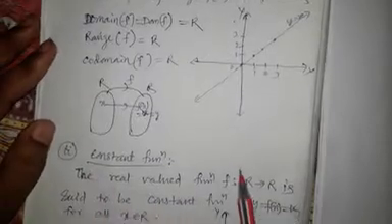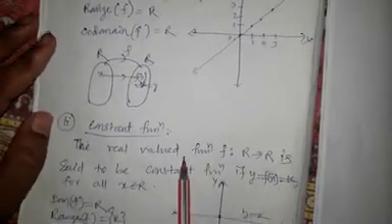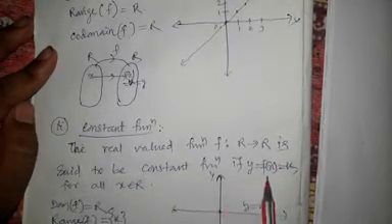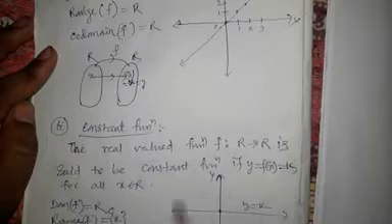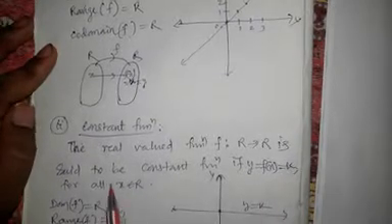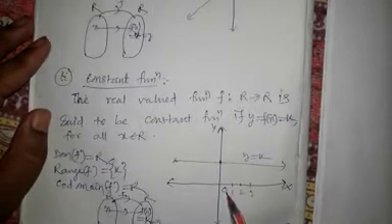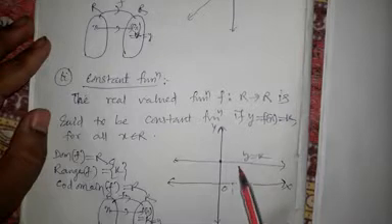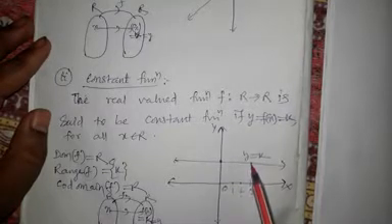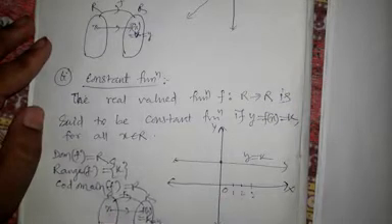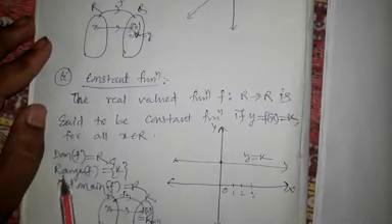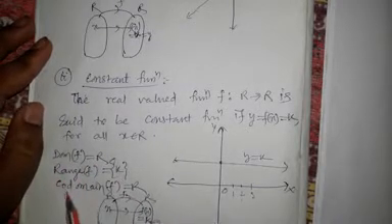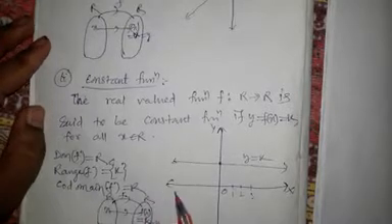Now comes constant function. The real valued function f such that R to R is said to be constant function if y is equal to f of x is equal to k for all x belongs to real number. Means here if you put 0 value it gives k value, 1 value it gives k value, 2 value it gives k value, 3 value it gives k value. So whatever x you put, you always get k value. That means range of the function is equal to k, domain of the function is equal to real number, and the codomain of the function is equal to real number.